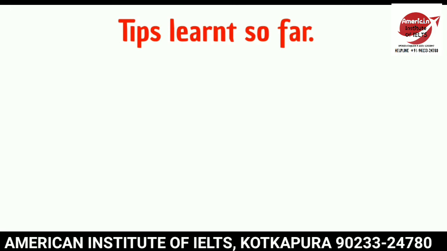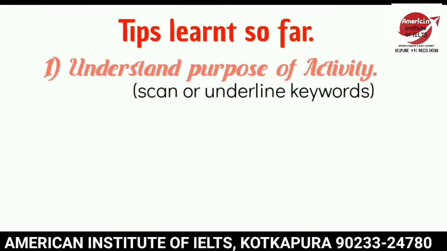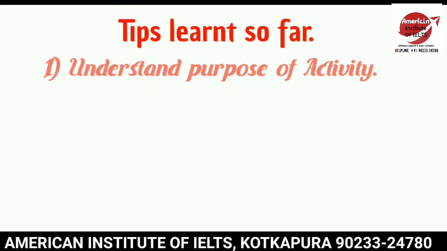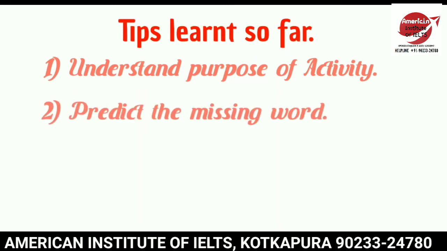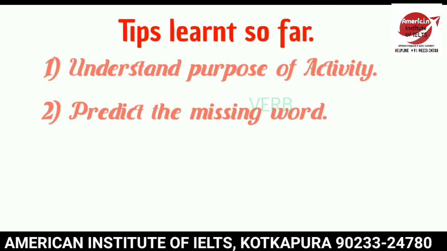Okay, students, so before ending this particular video, let me remind you of a few points or tips which I guess you would have learned from this activity. Okay, so you can write down. The first step is that you must try to understand the purpose of that particular activity by scanning keywords or by underlining keywords. Secondly, by understanding these keywords, you will be able to predict the missing word. Is the missing word a noun? Is it an adjective? Or is it a verb? Okay, that way you can make up your mind and understand what is being talked about, and I guess that way you will be able to gain more and more score in IELTS.